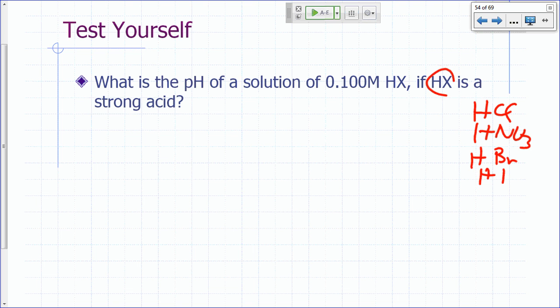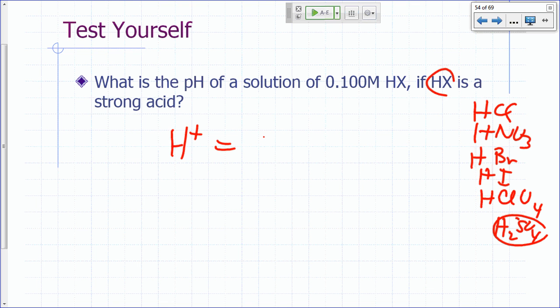HBr, HI, HClO4, and H2SO4, but this is diprotic. Okay. So anyway, if you have HX, so what do we know about H+?